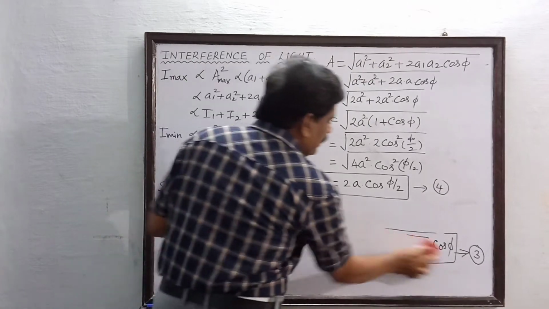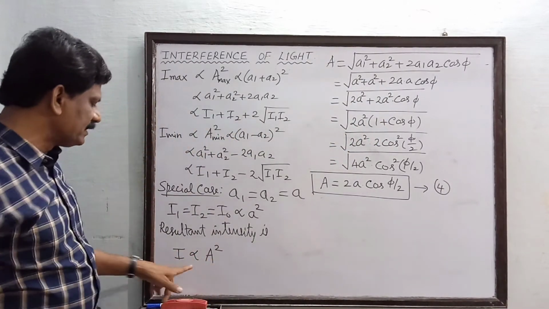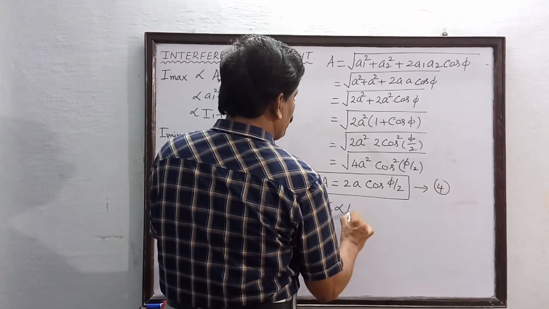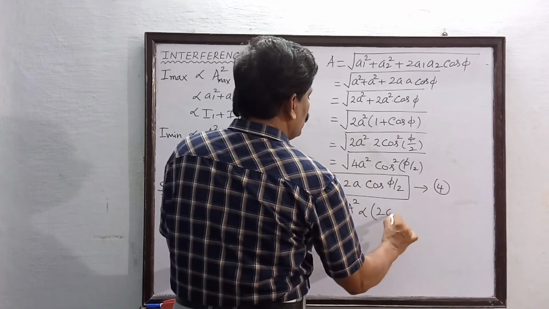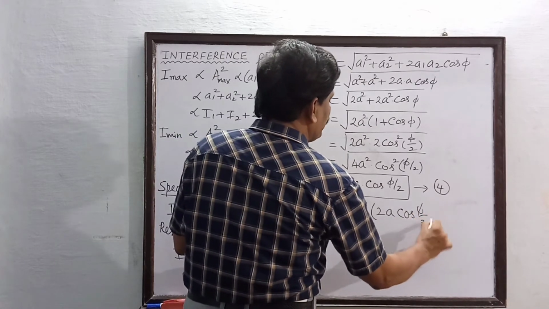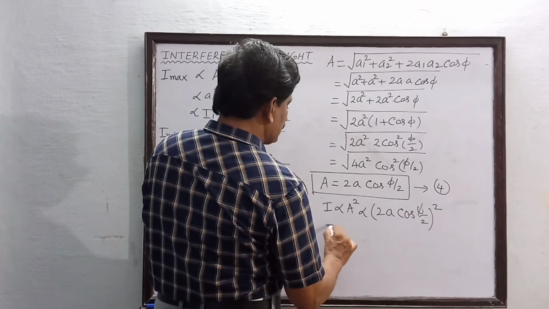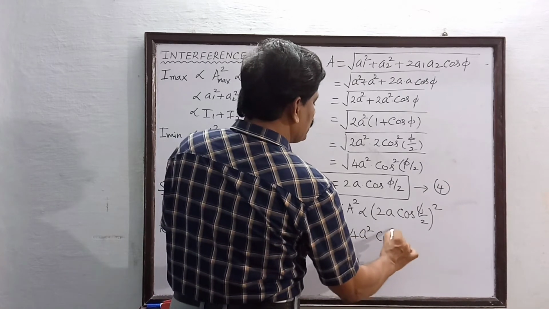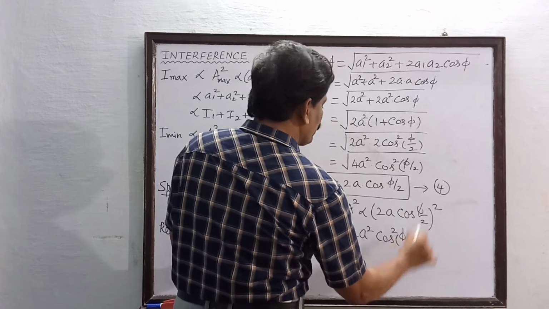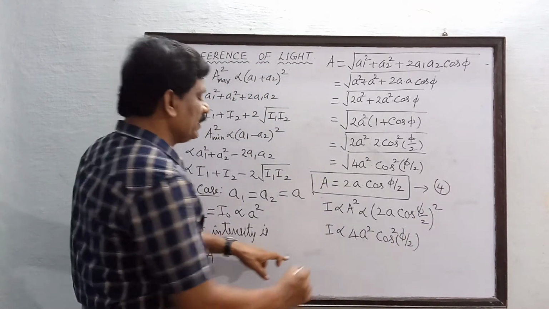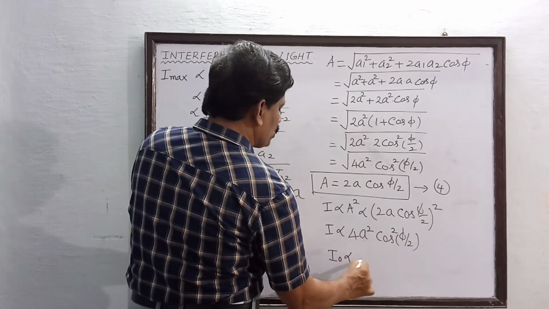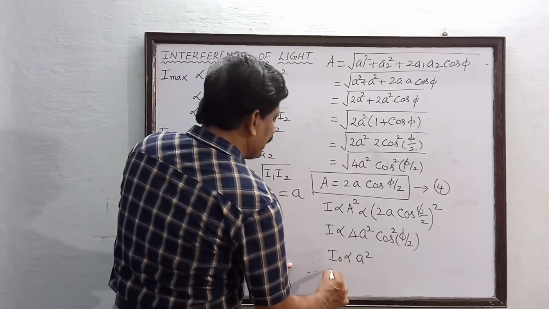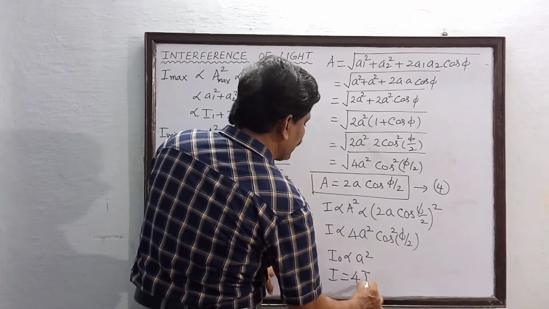Now the intensity is directly proportional to the amplitude square. You can see here I is proportional to A square, is it not? So the resultant intensity I is proportional to A square, that is proportional to 2A into cos phi by 2, the whole square. So this is I proportional to 4A square cos square phi by 2. Now already you see that I naught is proportional to A square. In this, the A square term is there. Therefore, this I is now equal to 4 times I naught.